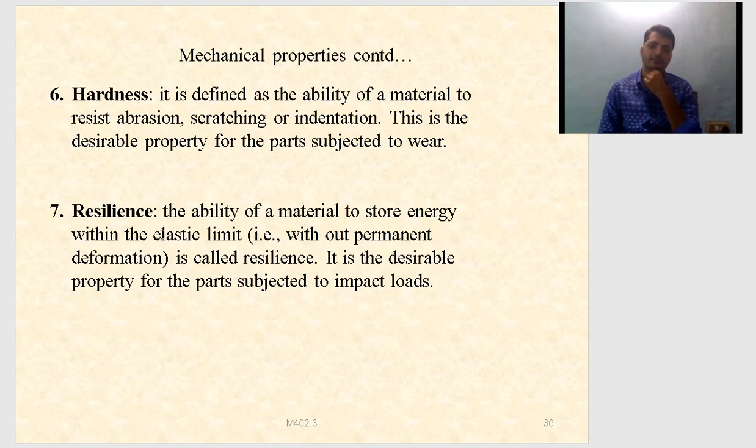Next, resilience. The ability of a material to store some energy within the elastic limit without permanent deformation is called resilience.